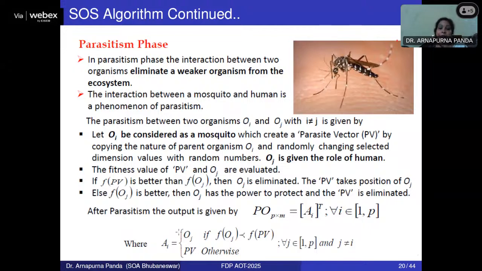So that is eliminated. Suppose OI and OJ are two organisms after this parasitism phase. Suppose OI is the mosquito and OJ is the human being. If the fitness value of OJ is high, then OJ stays and OI is eliminated. If the parasite vector is high, then OI stays and OJ is eliminated. So after the parasitism phase, we get these new organisms.